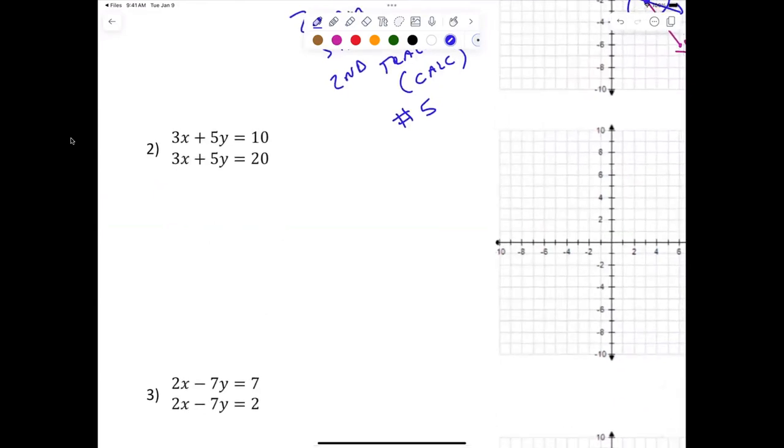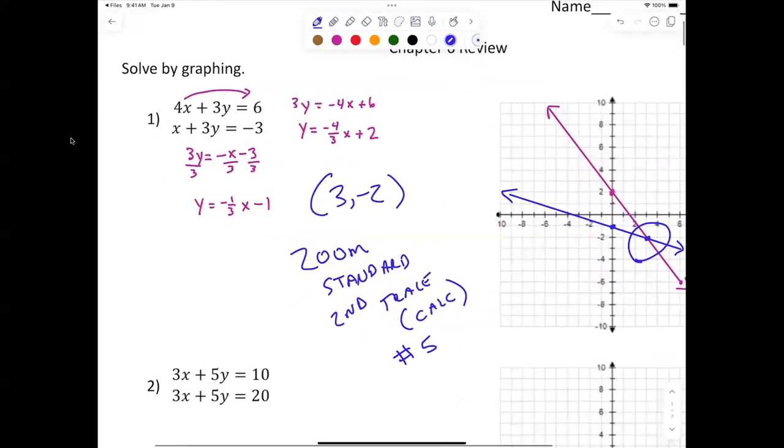So let's take a look. Zoom standard, and then second, trace, which is the calc button. Then you hit number 5. And then you hit enter 3 times.